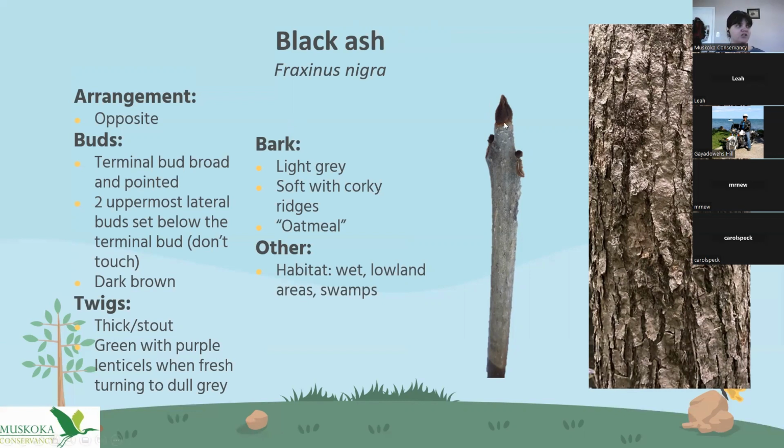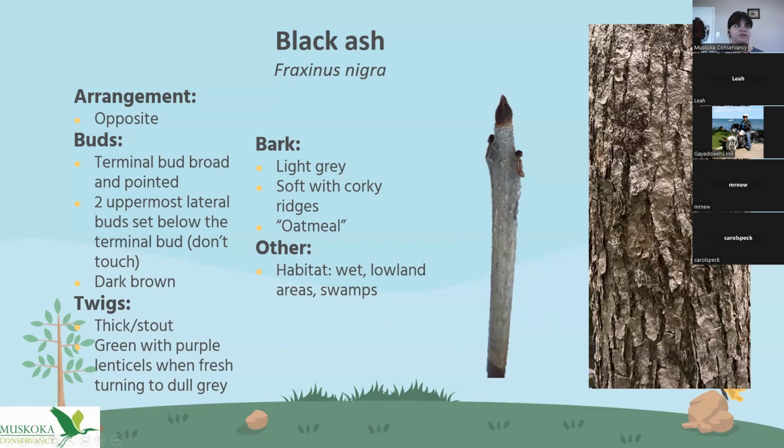For the terminal bud, it is quite broad and pointed, and the two uppermost lateral buds are set down below the terminal bud, so they won't touch like they do with the white ash. And they are also a very dark brown. The twigs, of course, again, are thick and stout, and they tend to be green with purple lenticels or dots on them when they are fresh, but this is an older one, so it's more of a dull gray color.